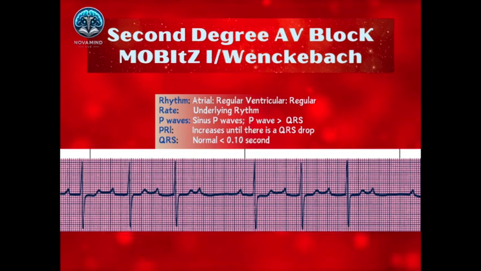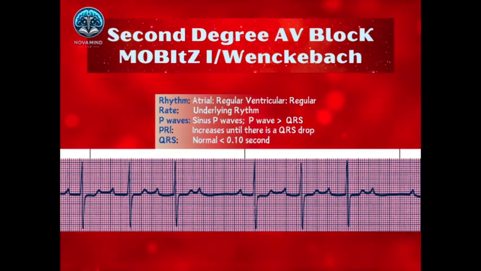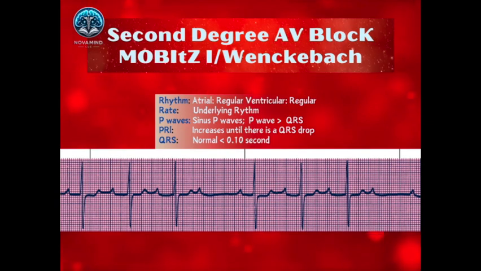The PR interval. The PR interval is the defining characteristic of Wenckebach. You will see progressive lengthening of the PR interval with each consecutive beat. Eventually, a P wave occurs without a QRS following. This is the drop beat. And then the cycle resets with a shorter PR interval and QRS complex.